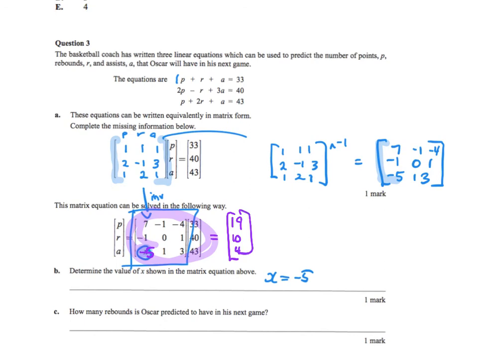So they want how many rebounds? Which number is the R? That middle one. So how many rebounds will he get the next game? 10. That's a 10. All right.